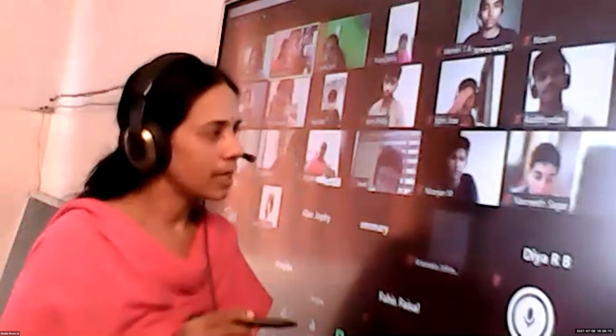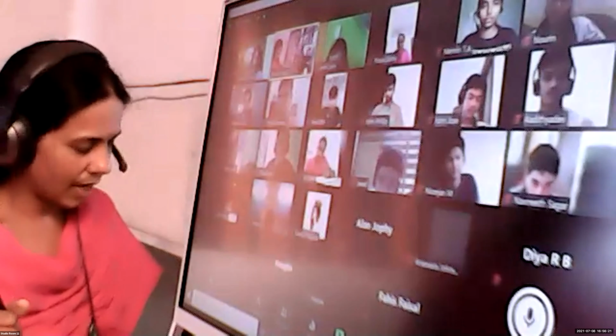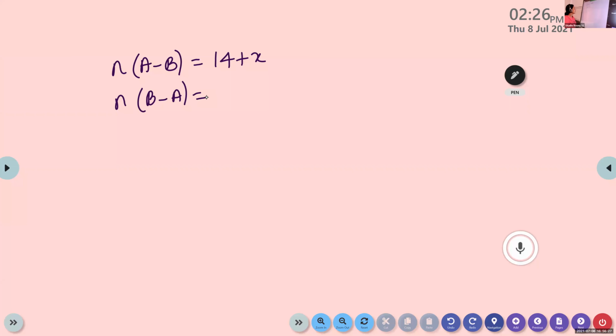Can you repeat? A and B are two sets such that n of A minus B is equal to 14 plus x. n of B minus A is equal to 3x. n of A intersection B is equal to x.